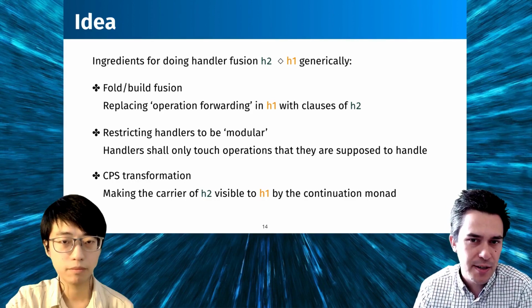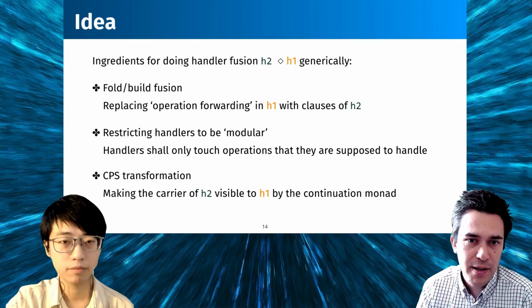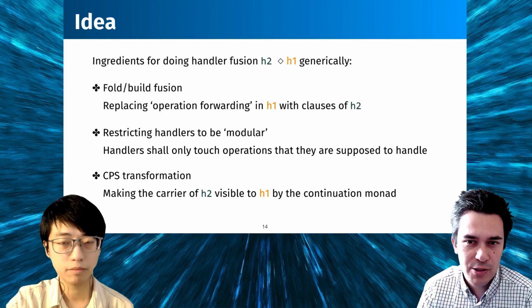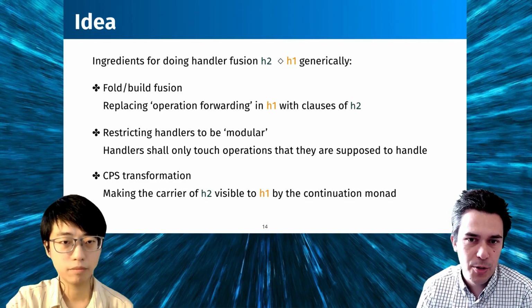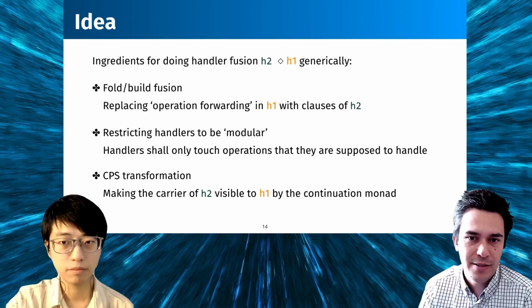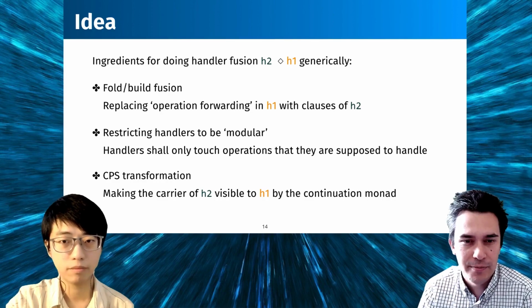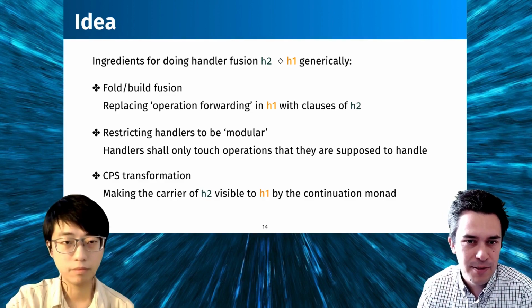Since the carrier of the second handler will be computed eventually after H1 finishes, you can make the first handler H1 work on a continuation monad where the carrier of H2 is the final result type. Then, whenever H1 encounters an operation meant to be handled by H2, the operation can be handled by acting on the result type of the continuation monad. This sounds a bit of a mouthful, but it's essentially the same technique as Andrzej Filinski's CPS-based implementation of monadic reflection.